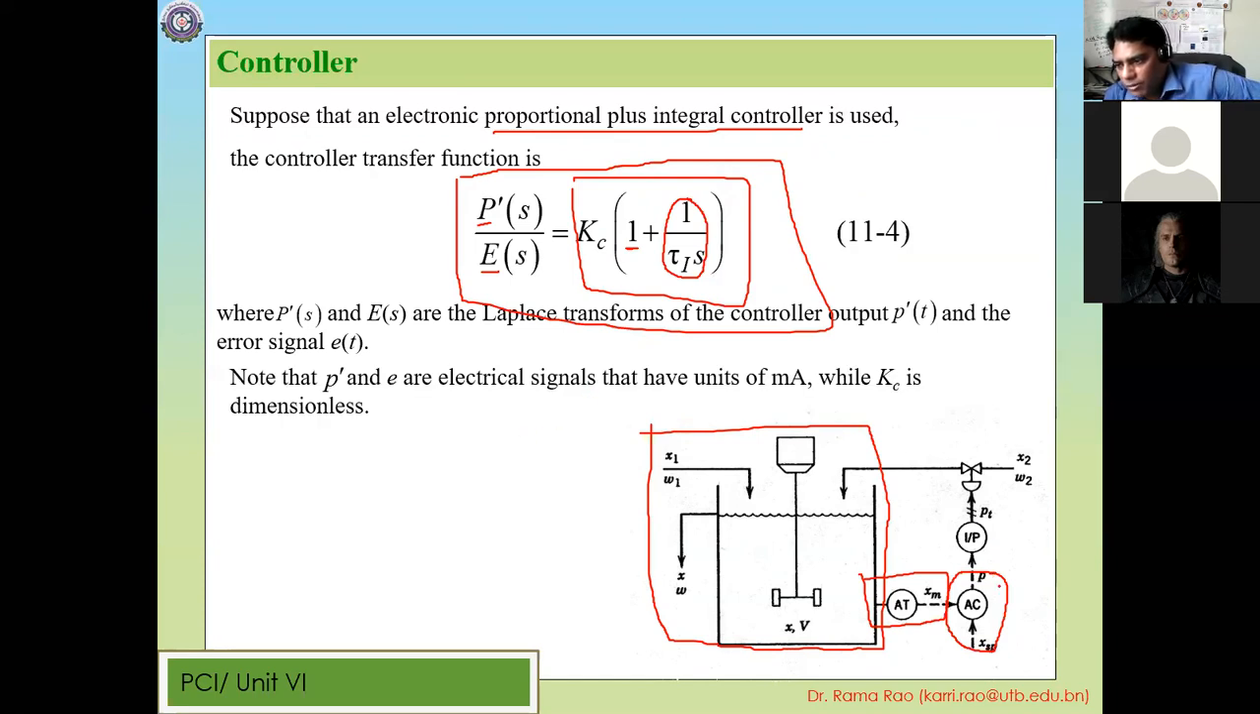Why do you need P? Because here we need to convert the signal to pressure using an I to P converter. This I to P converter needs a signal, and then it will supply the pressure to the control valve, and then your control valve is going to open. So far we have had 1, 2, and 3.